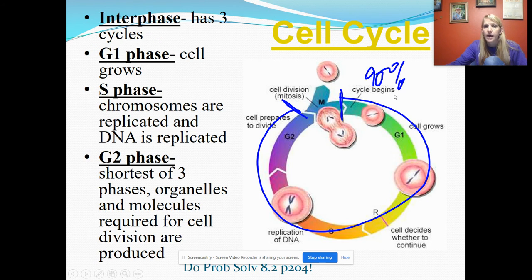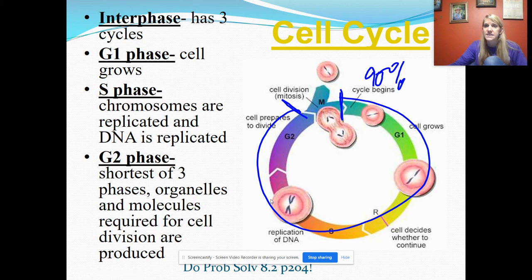So how do they do that? Well, look at this blue writing here. That's interphase. Your cell spends most of its time in interphase. Interphase is G1, S, and G2. G1 is where the cell grows. See, a little tiny cell gets bigger. S phase is the synthesis phase.